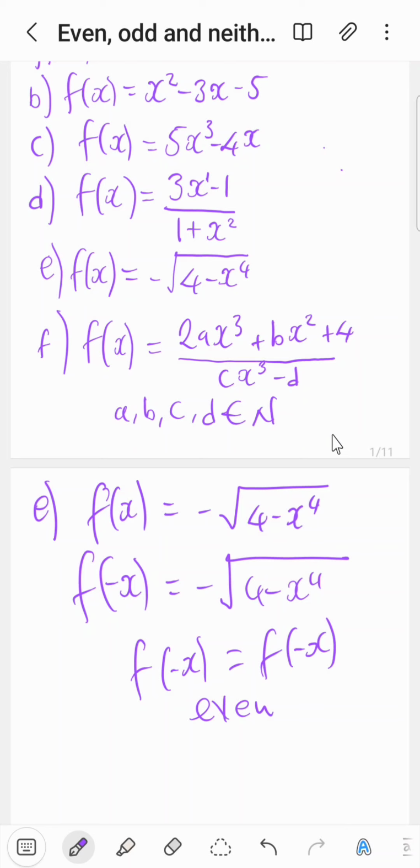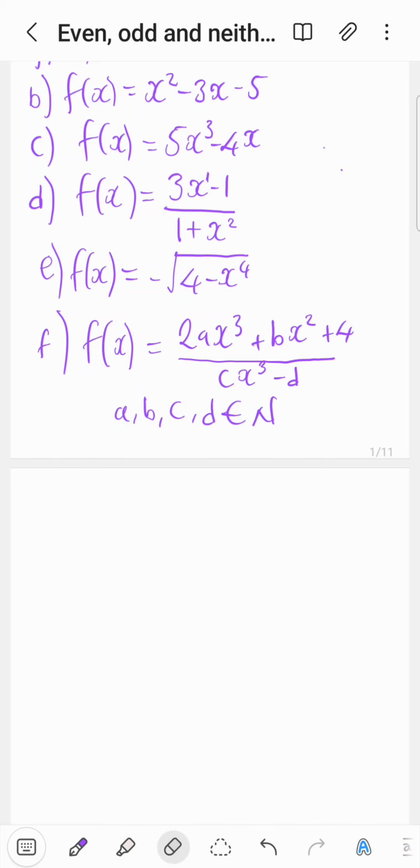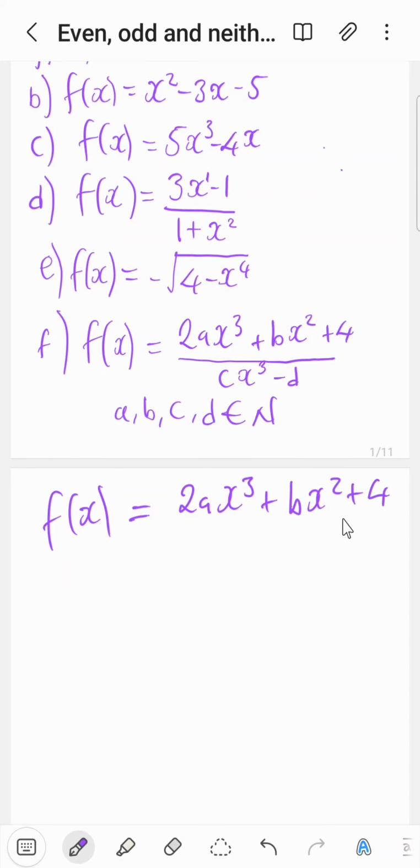Okay, so those who got it right, there you go. So you saw that the power of this x is even, so you are supposed to get an even function. Okay, we move on to the last one, but not the least. Finally, our f of x equals 2x to the power 3 plus bx plus 4.